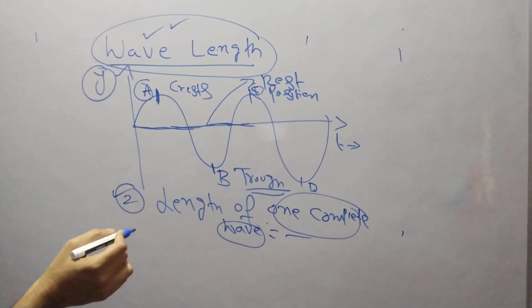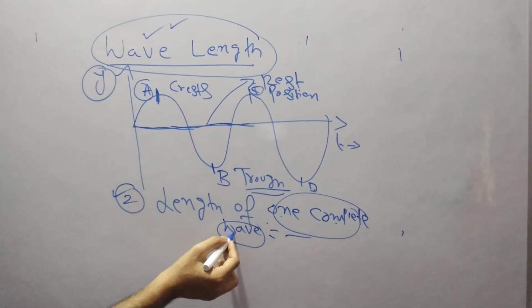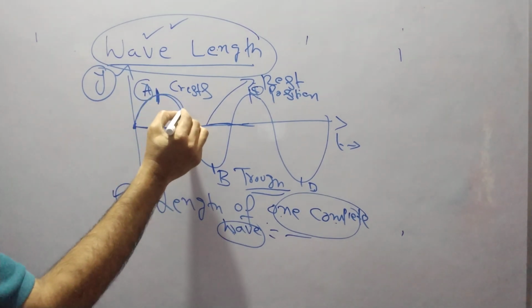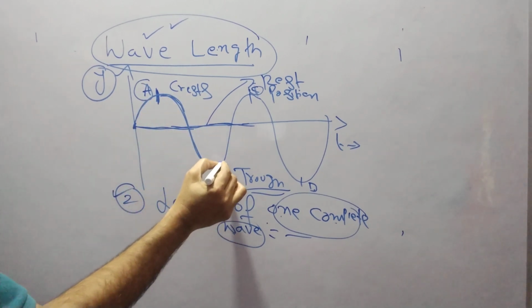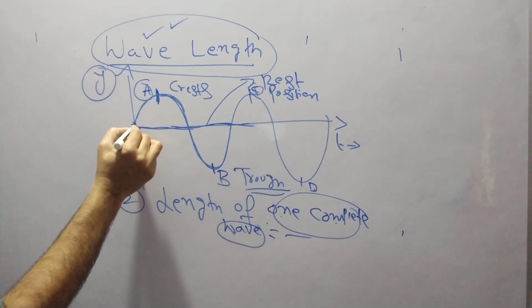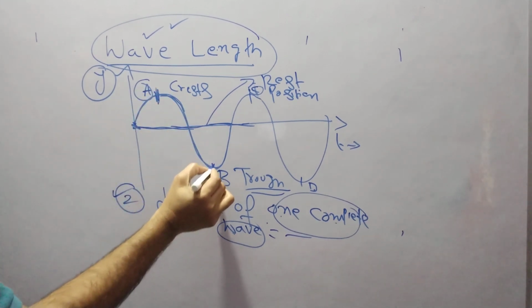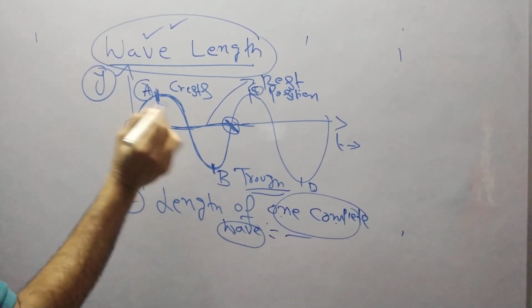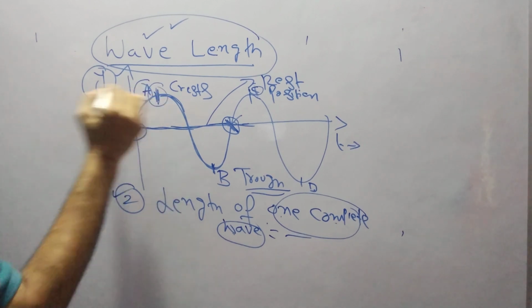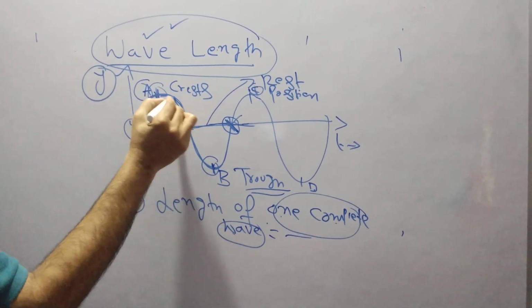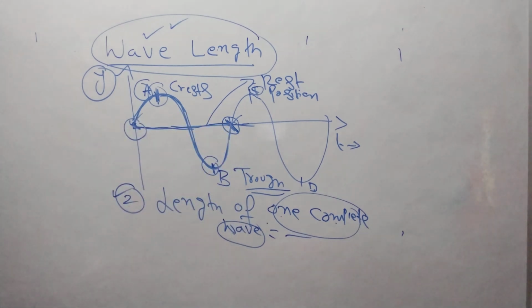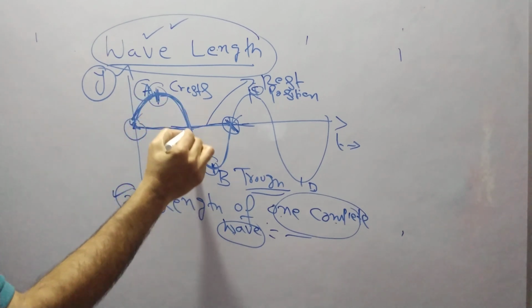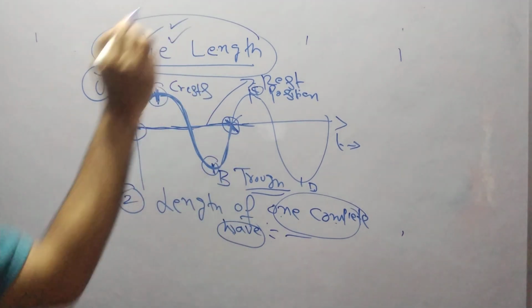Now, what is one complete wave? One complete wave means this one. It is a wave from the mean position having one crest and one trough, and reaching which position again? The mean position. Starting is the mean position, ending is the mean position. It should contain one crest and one trough. Then this is called one complete wave or one complete cycle, right? So the length of this one complete cycle is known as wavelength.